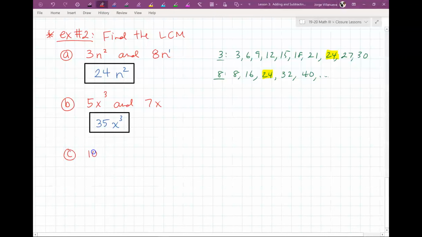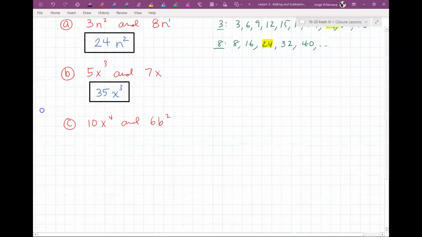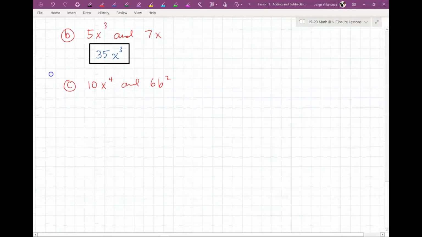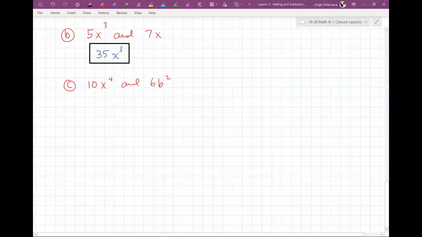Let's do 10x to the 4th and 6b squared. You'll notice they don't have the same variables, and that's okay. It doesn't matter. With the LCM, if they don't share the same variables, it's fine. If this was a greatest common factor, then it does matter because they both don't have an x in common. They both don't have a b in common, so we can't factor anything out. But for an LCM, it doesn't matter.